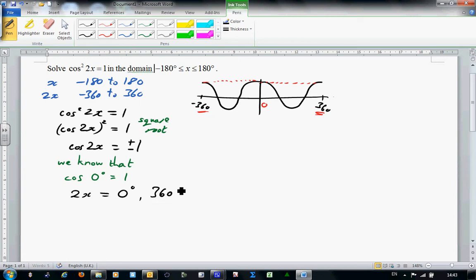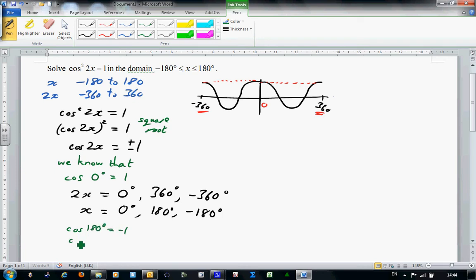This gives us that x is, well, if 2x is 0, x is 0 divided by 2, which is 0. 2x is 360, so 360 divided by 2 is 180. Similarly, negative 180. So there we've got some results. We also need to have a look though at where the cosine is negative 1. Well, you can see on our graph up there we have the cosine of 180 is negative 1, and we've also got minus 180 is negative 1.